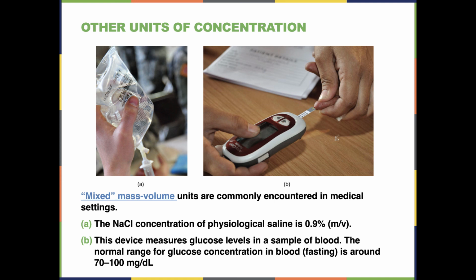This device measures glucose levels in a sample of blood. The normal range is given as milligrams, that's a mass, per deciliter, that's a volume.